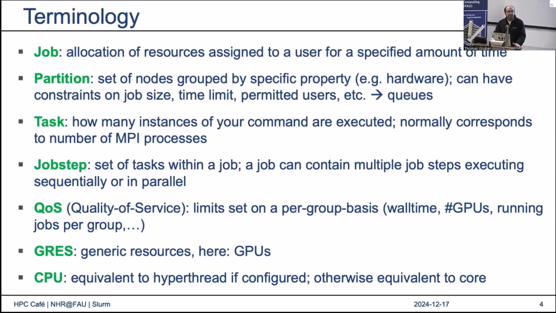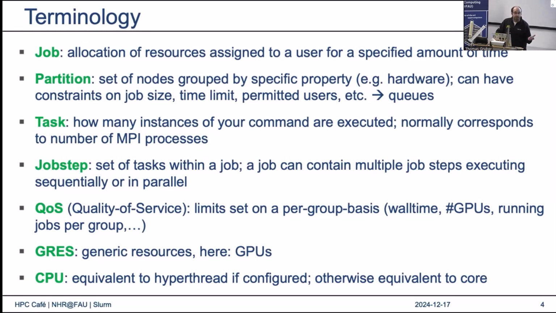A partition is a set of nodes. Like in most systems, you would think it's a cluster, but a partition is just a part of the cluster. And these machines all have a special property, like the same hardware architecture or the same GPU type, and so on. There can be constraints put on each partition when it comes to job size, maximum job runtime, who is allowed to use it, and stuff like that. In our case, we mostly call them queues in our documentation, because that's what's in the end happening there.